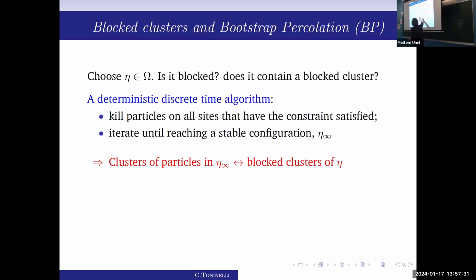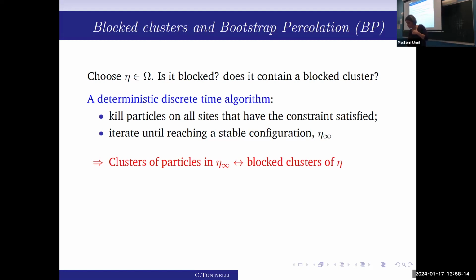And the claim, which is not difficult to check, is that the eventual cluster of particles which are present in eta infinity are in one-to-one correspondence with the cluster of sites of the configuration eta which are blocked under the stochastic dynamics for the same constraint, of course. I consider my stochastic dynamics. I fix the constraint. I consider this deterministic dynamics with the same constraints. Then the blocked clusters coincide with what remains in the final configuration. That's good news because this dynamics is much easier to look at because it's deterministic and monotone.